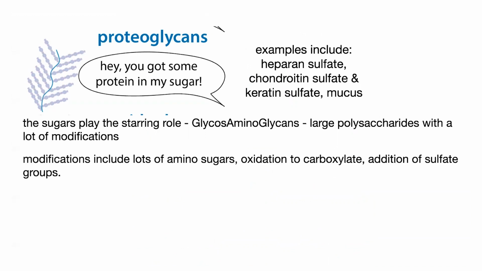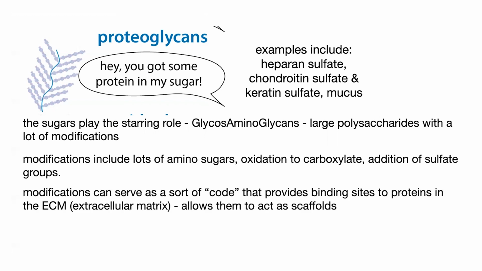These can include things like amino sugars, oxidation to carboxylate, and addition of sulfate groups. And these modifications, which differ between proteoglycans, allow it to serve as a sort of code that provides binding sites to proteins in the extracellular matrix. So the ECM, and it's going to allow them to act as scaffolds.